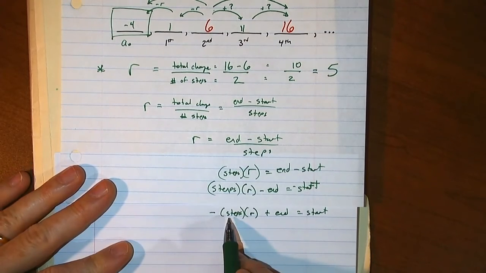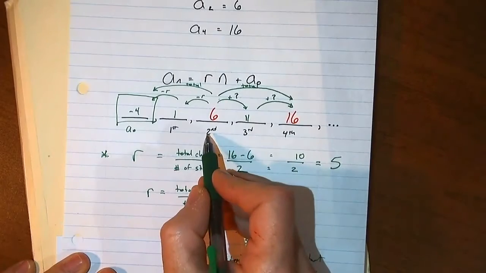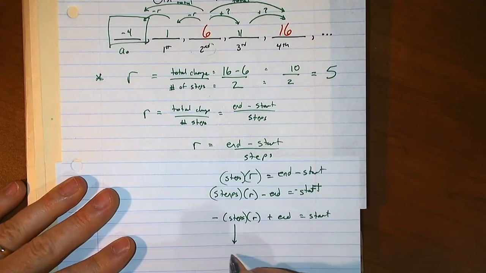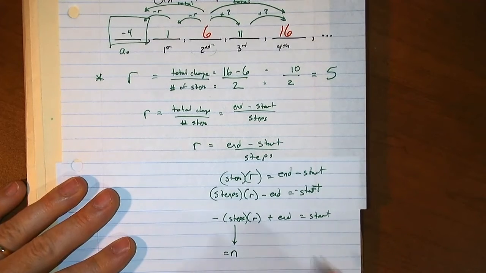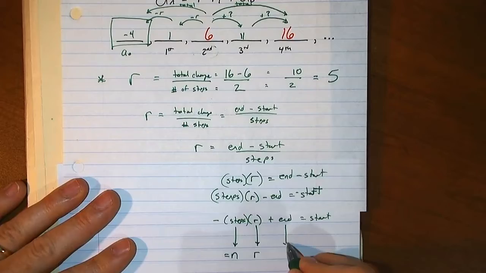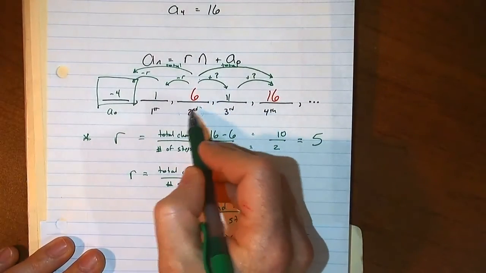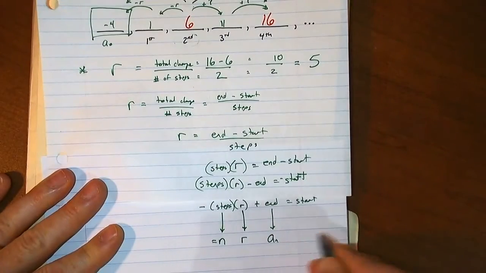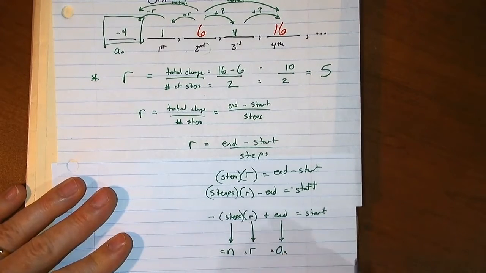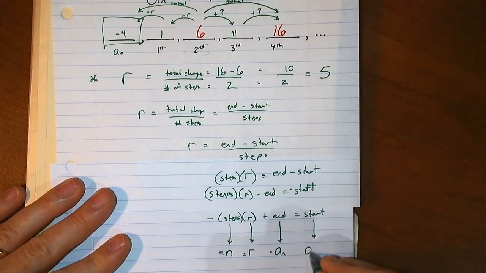The number of steps is simply the number of the term that you're on, right? To go 2 steps, this was a 2. So the number of steps is going to be equal to n. R, obviously, is equal to r. And then the end was the value of the term that we knew. So that was a sub n. So there are our 3 pieces that let us find a sub 0.